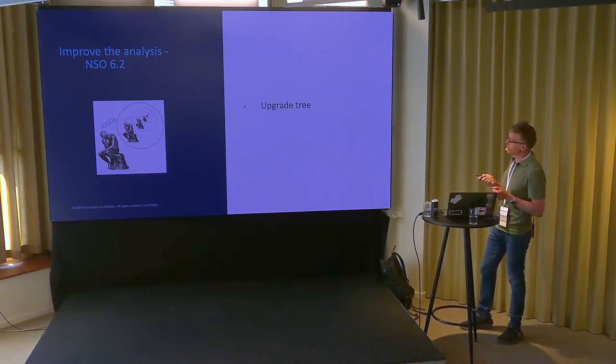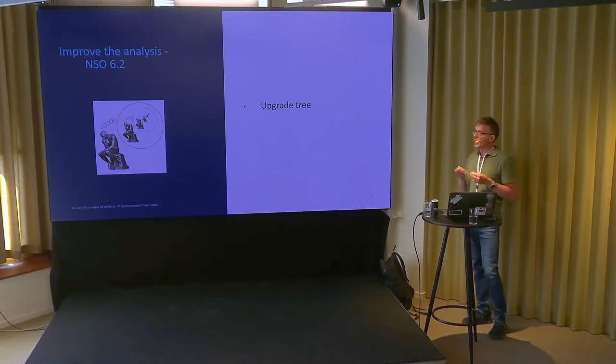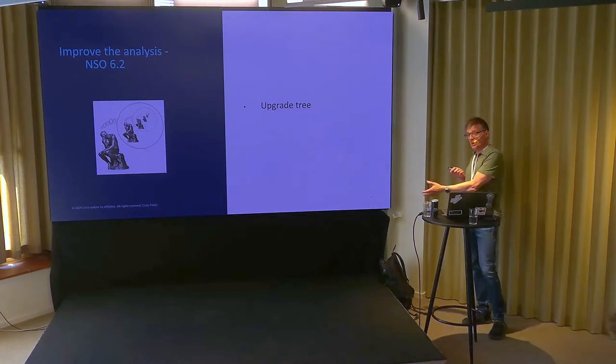Upgrade tree. So the outcome of the improve the analysis part is a kind of a diff set for schemas. So it contains a complete description of what has to be done in order to make the old database fit into the new schema. And it's an evolution of the Merkle trees that we introduced in the migrate action in 5.5 release.